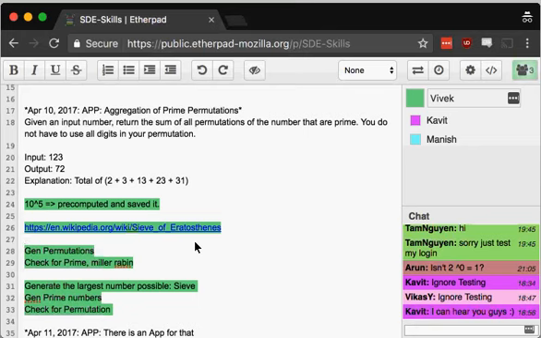So let's pivot to this. Any questions on the aggregation of prime permutations?